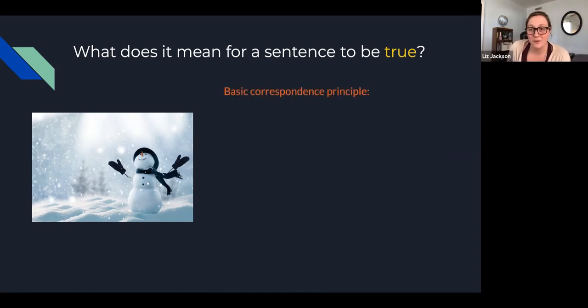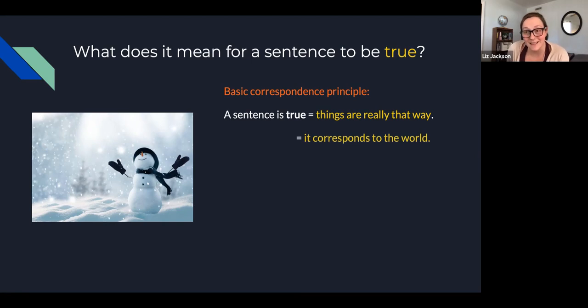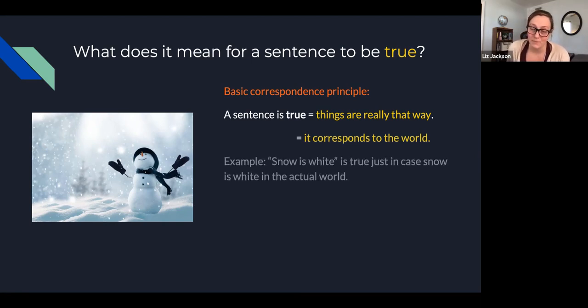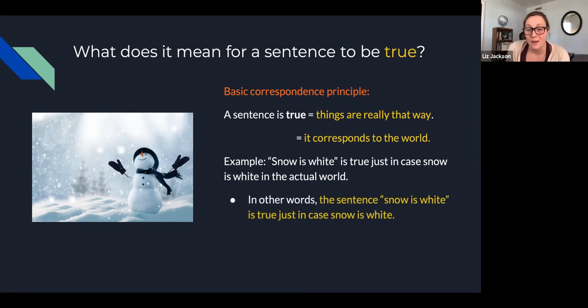Many philosophers have proposed that truth has to do with correspondence. Truth is closely related to correspondence to the world. So here's a basic correspondence principle that we can start off with. A sentence is true means that things really are that way, or that the sentence corresponds to the world. So, for example, "snow is white" is true just in case snow is white in the actual world. In other words, the sentence "snow is white" is true just in case snow is in fact white.